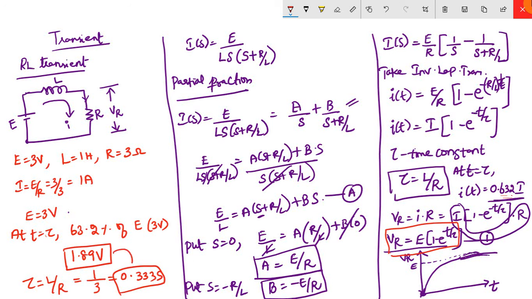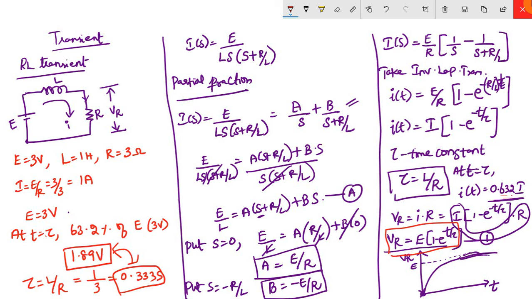So we are going to verify this. We are going to verify at the time constant, that is 0.333 second, whether the response of your output voltage is going to be 1.89. That is what we are going to verify. After that, we are going to run the simulation for some more time, and check whether your response is going to settle down at 3 volt, I mean the steady state voltage, right? These are the two things we are going to verify in the e-circuit platform.